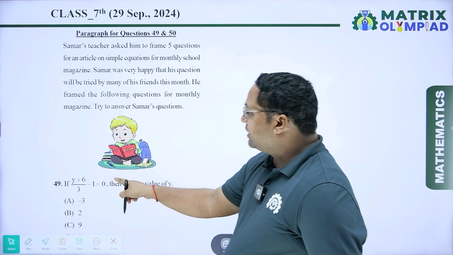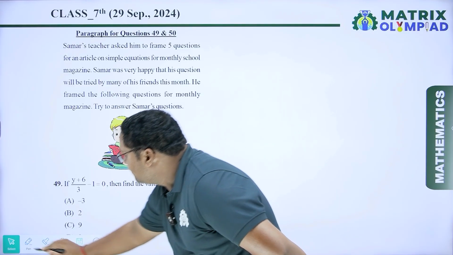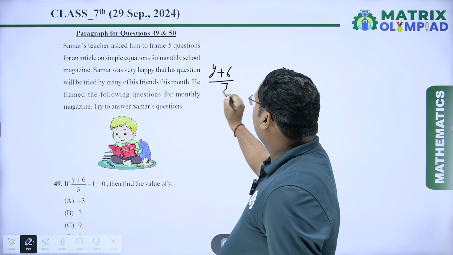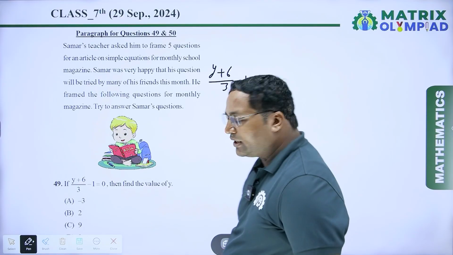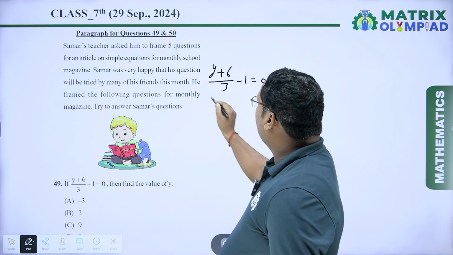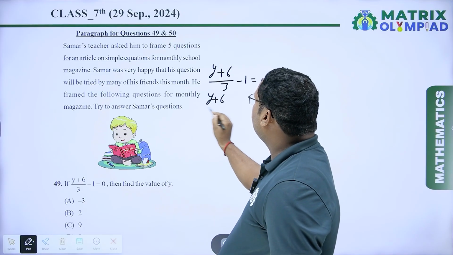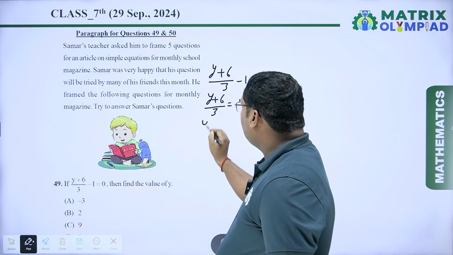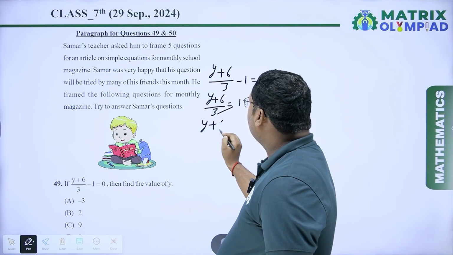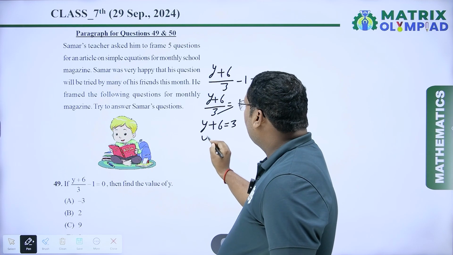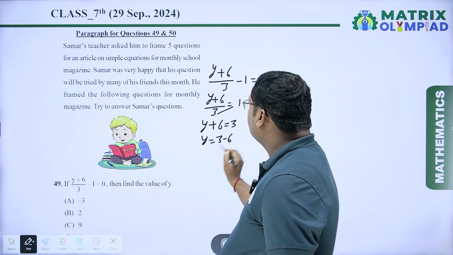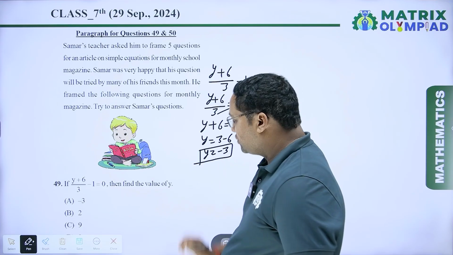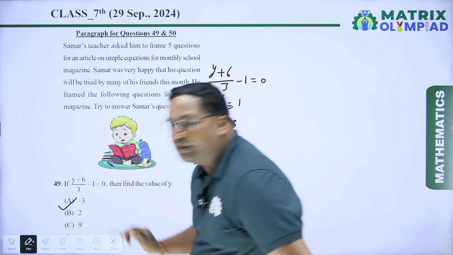So first question is, if (y + 6)/3 - 1 is equal to 0, then find the value of y. So we have to solve this equation. So (y + 6)/3 is equal to 1. Now we have to use cross multiplication. So y + 6 is equal to 3, and y equals 3 - 6, which is equal to -3. So we get the value of y, which is equal to -3. Option number A is correct option.